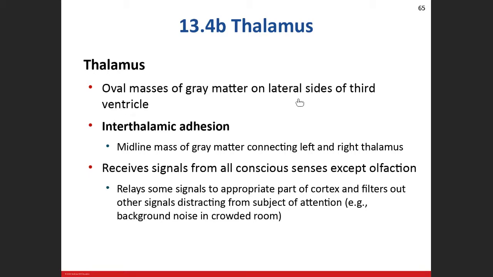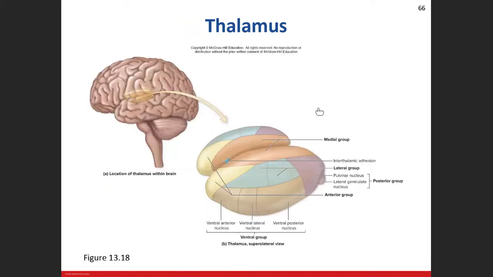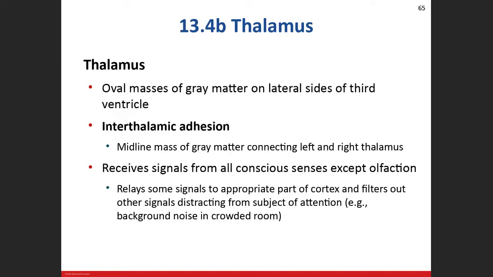The thalamus is the oval masses of gray matter on the lateral side of the third ventricle. Look here, these are the two oval masses which we can see on the lateral side of the third ventricle, and we have a structure which we call the interthalamic adhesion or interthalamic mass, which connects the two thalami together. The thalamus has a very important function, and it receives signals from all conscious senses except the sense of olfaction.